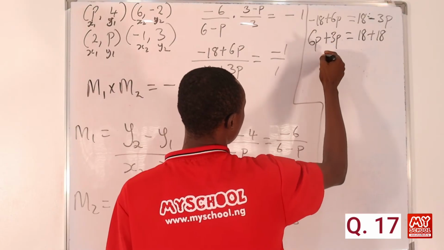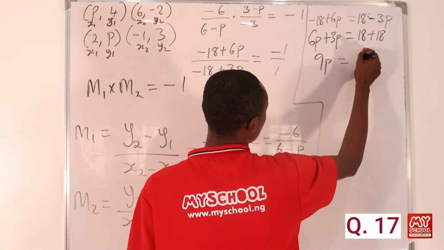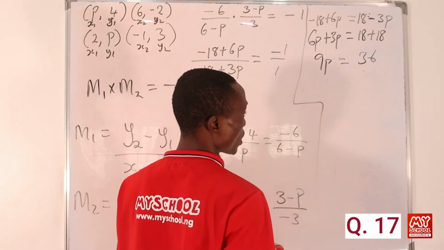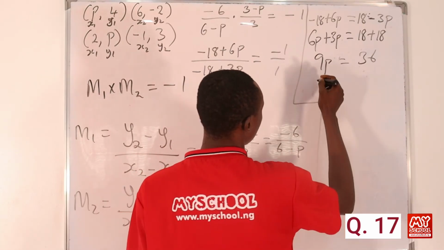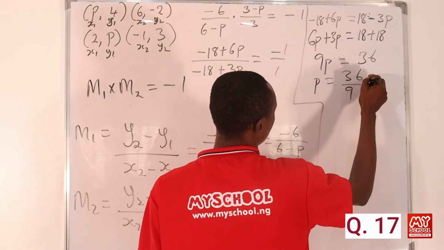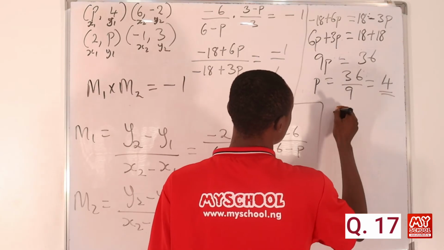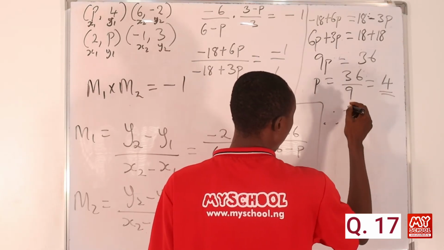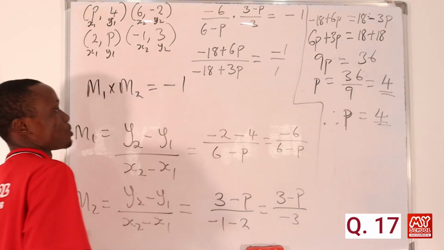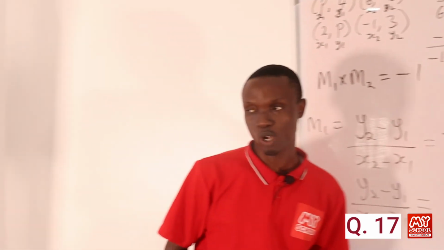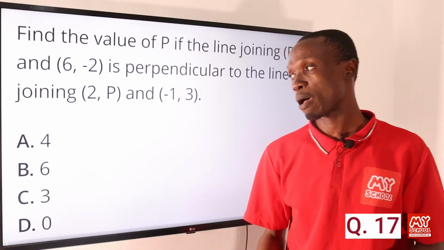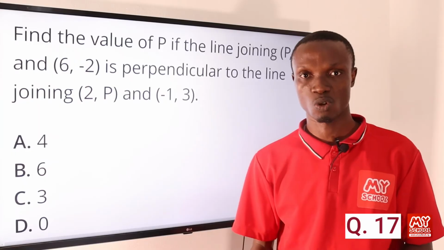If we add these two together, we have 9p equal to 36. Now, since we are looking for p, we'll simply divide both sides by the coefficient of p, which is 9. So p is equal to 36 divided by 9, and this will be equal to 4. Therefore, the value of p is equal to 4. So let's return back to the screen to pick the correct answer to this question. Right, so from our calculation, we got the value of p to be equal to 4. That makes option A the correct answer to this question.